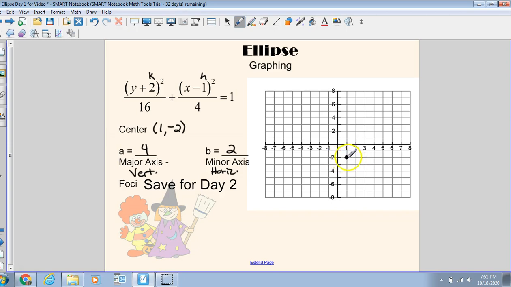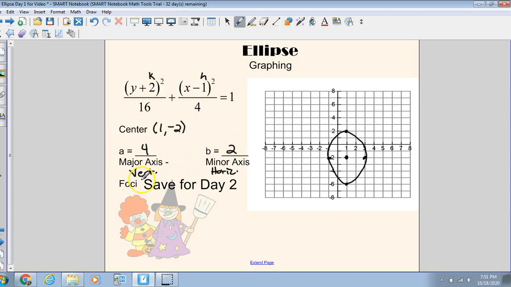Looks like we're going up and down 4. 1, 2, 3, 4. And down 1, 2, 3, 4. We're going left and right 2. Left 2, right 2. And the tricky part is trying to make it look like a nice smooth curve. Again, it doesn't have to be perfect. Mine could have looked a little nicer, but it's good enough for what we're doing.